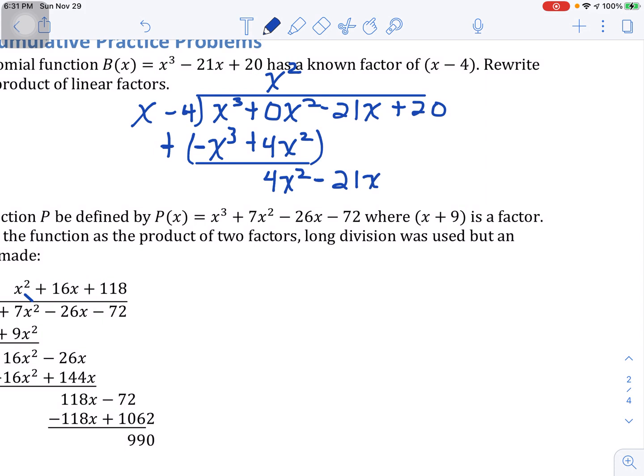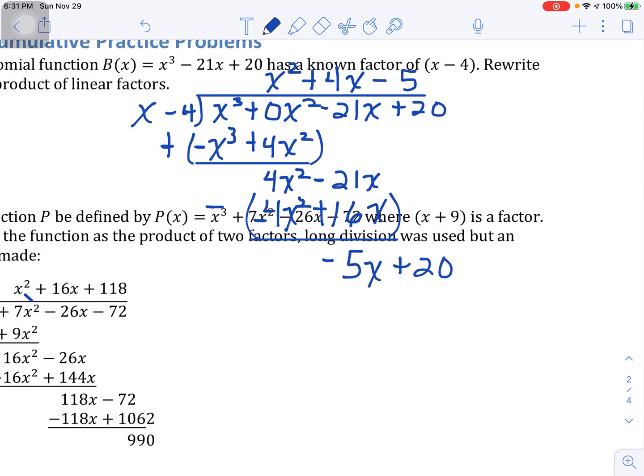Bring down the negative 21x. So I need now a 4x, just a 4x, right? So that would give me a 4x squared. And then 4x times negative 4 is negative 16x. And when I do the subtraction here, or adding a negative, I'm going to add 16x to that negative 21x, which would give me a negative 5x. Then I'm going to bring down the 20. And now I need a negative 5 here. And when I multiply, then I get a negative 5x, which is what we wanted, and then plus 20.